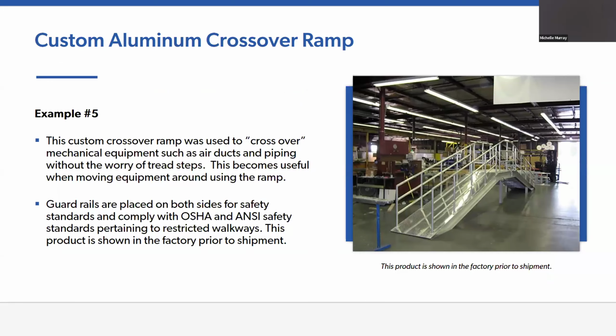This is a custom aluminum crossover ramp. This is actually shown in the factory prior to shipment, and it was a ramp because they needed to be able to move equipment around on the roof. The guardrails were there for safety, and this also complies with all OSHA and ANSI safety standards.